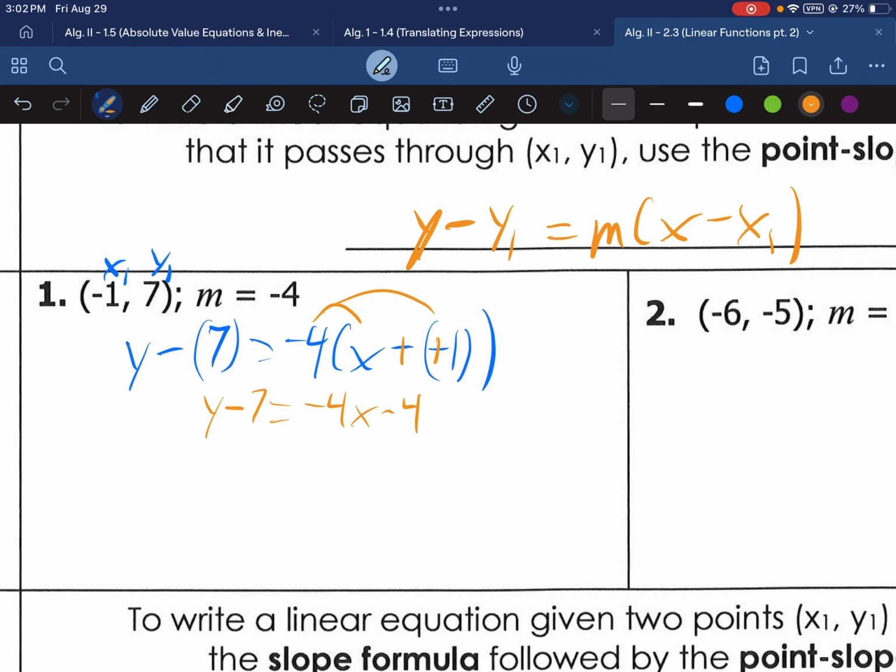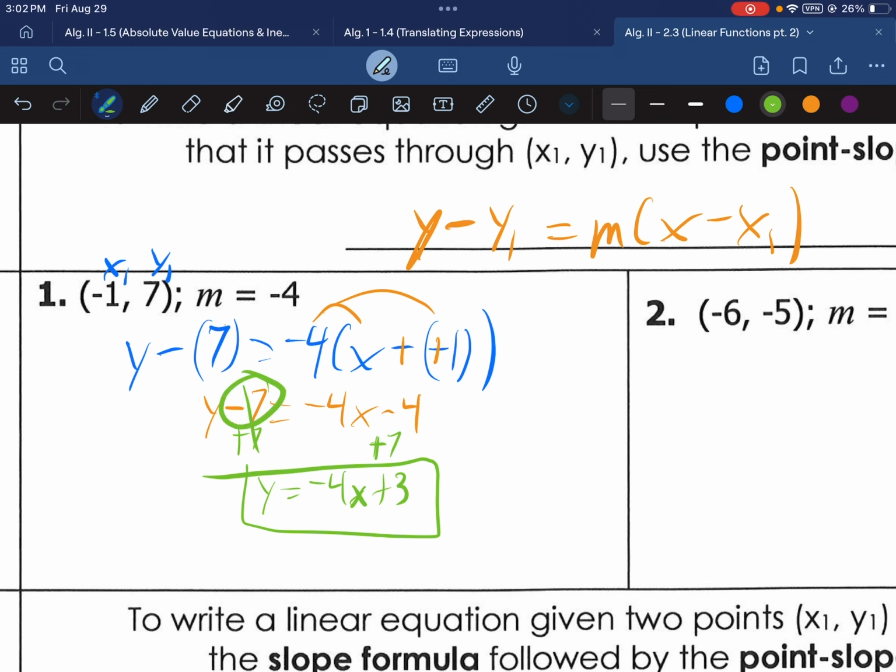Now, because our goal is to get to slope-intercept form like I mentioned earlier, we're going to try and get y by itself. So we have to add 7 to both sides, and the 7 combines with the 4, but not with the -4x. And we get y equals -4x plus 3. And now we have this equation in slope-intercept form. And so this would have a slope of -4 and pass through the point -1, 7.